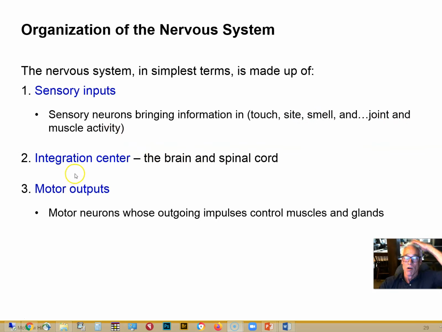And then finally, or in the middle, an integration center, billions of neurons that collect all that sensory information and do a lot of processing to determine what to make of it. And then motor outputs, motor neurons carrying outgoing impulses that then will command muscles and glands and make changes in your body.